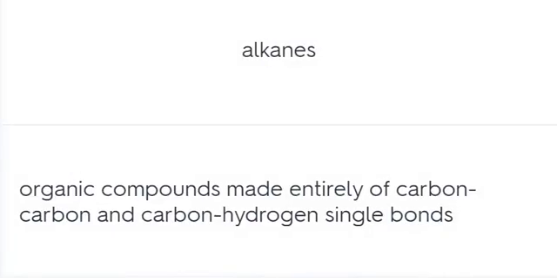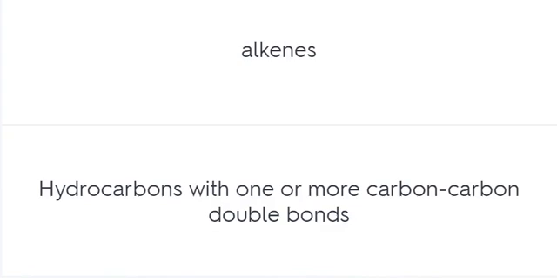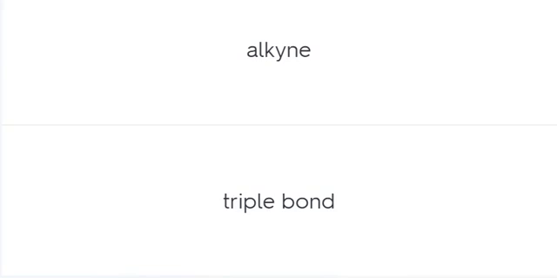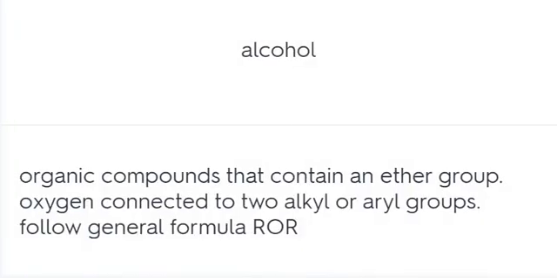Alkanes. Organic compounds made entirely of carbon-carbon and carbon-hydrogen single bonds. Alkenes. Hydrocarbons with 1 or more carbon-carbon double bonds. Alkyne, triple bond. Ether. Organic compounds that contain an ether group, oxygen connected to 2 alkyl or aryl groups. Follow general formula ROR.